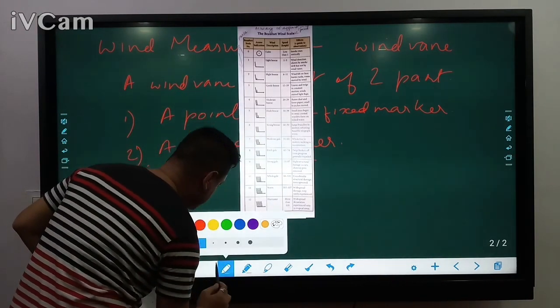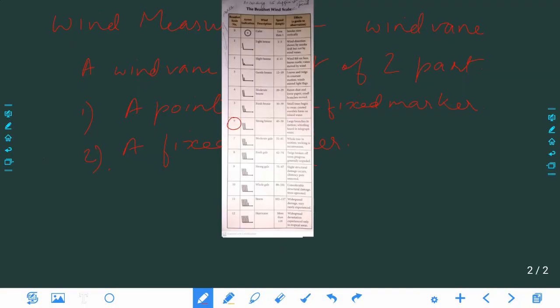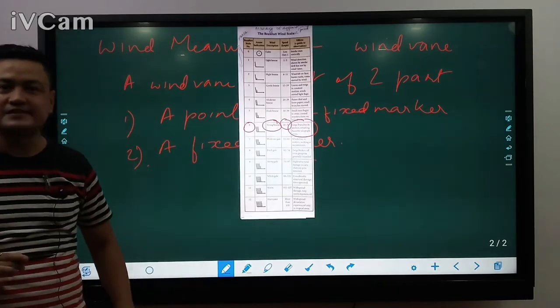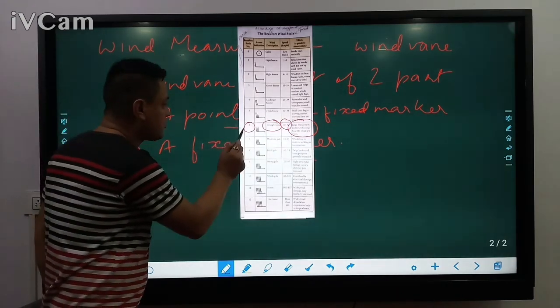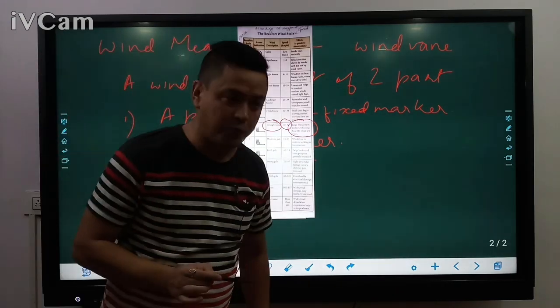So according to the force, if the force is 6, what kind of wind description is that? Strong breeze. What is the knot here? 40 to 50. And what is the effect or observation? Large branches in motion, whistling heard in telegraph wires. So you can see this is the force. According to this, you can calculate the wind.